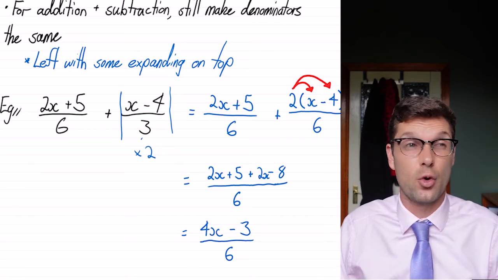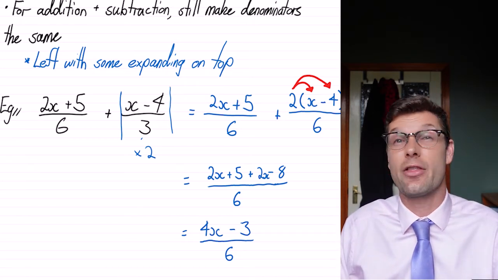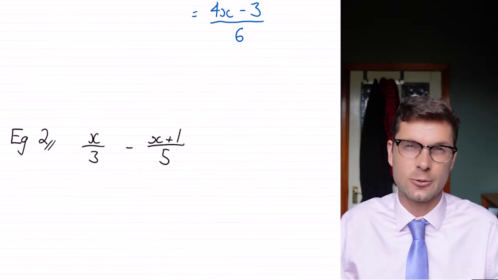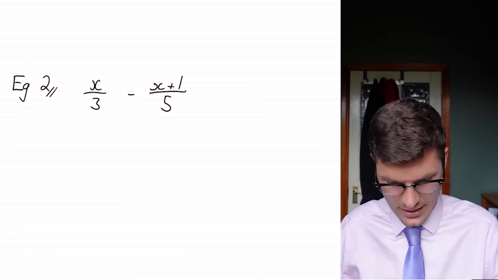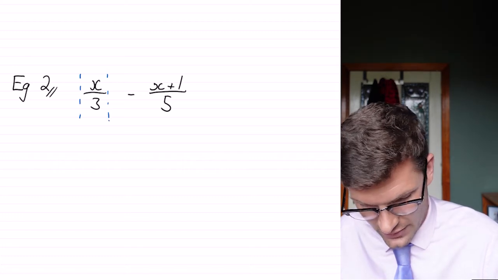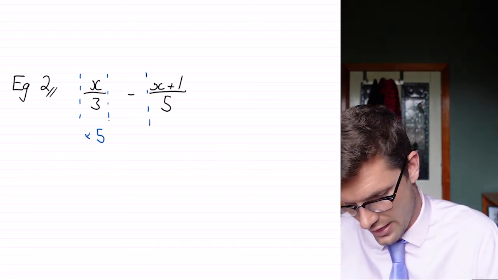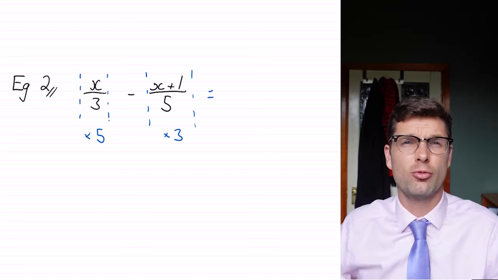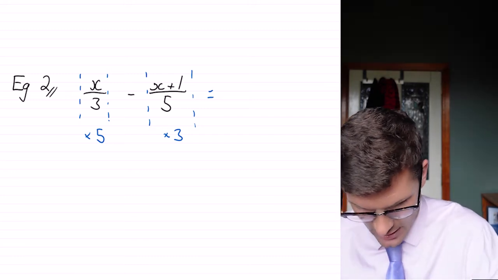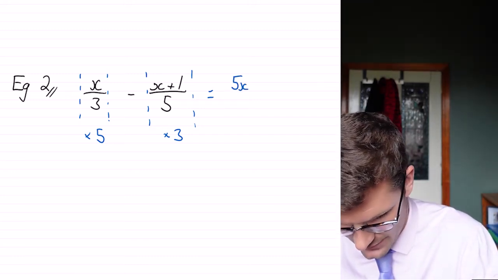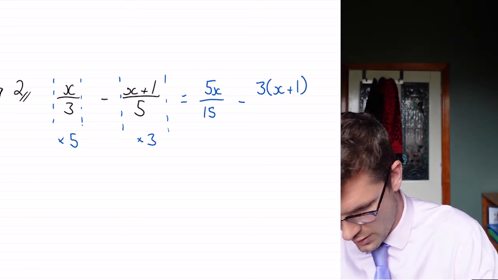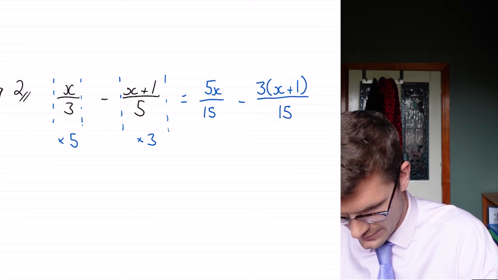So I know that is a little bit more difficult than what we've been doing, but it should be a 3 or 4 mark question compared to the 2 mark questions we've been looking at. Last one here, we're going to see what happens when we have to do both at the same time. So this time, in order to change these to the same denominator, we're going to have to multiply this by 5, and we're going to have to multiply this by 3. So from here, we're going to rewrite this as 2 different fractions over the same amount. So this becomes 5x over 15. And this second one becomes minus 3 bracket x plus 1 all over 15.